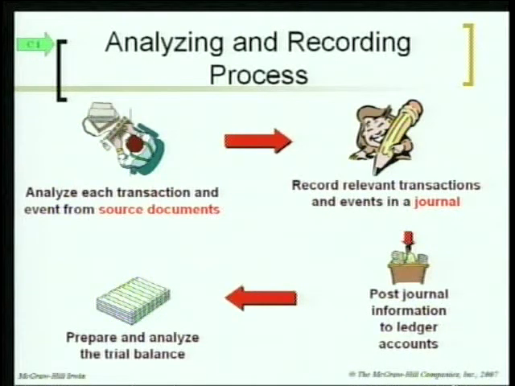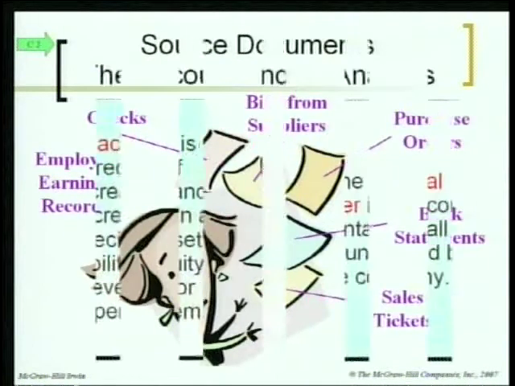We're going to find that we record these transactions in something called a journal. And we'll talk in this chapter about what a journal is. Eventually, we will post the journal information to what we call ledger accounts, and then we will prepare and analyze what we call a trial balance. Again, we haven't defined these terms, so don't wig out if those don't make perfect sense now.